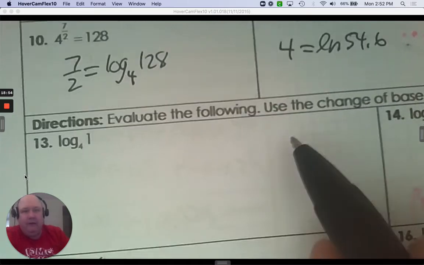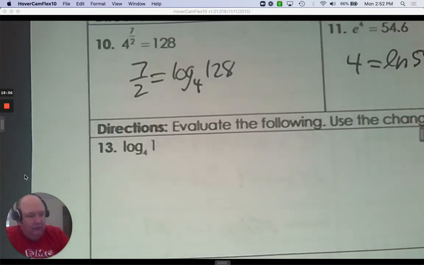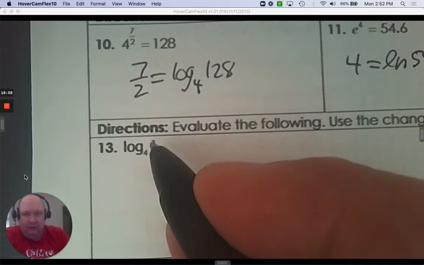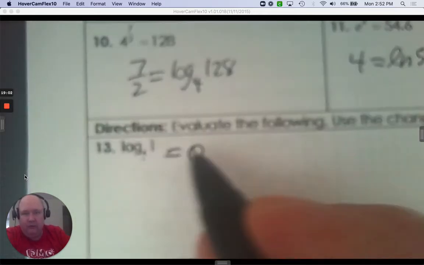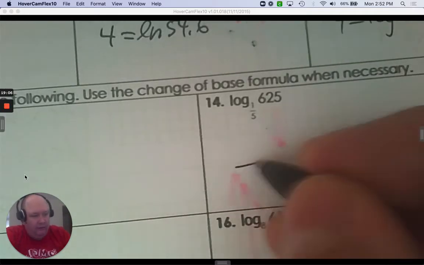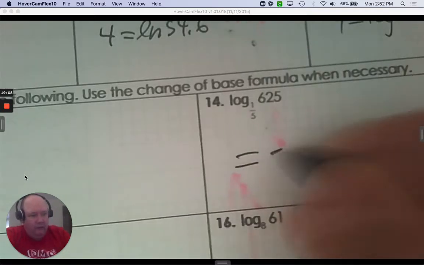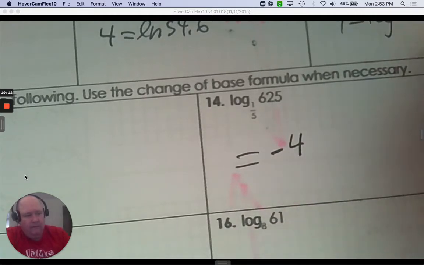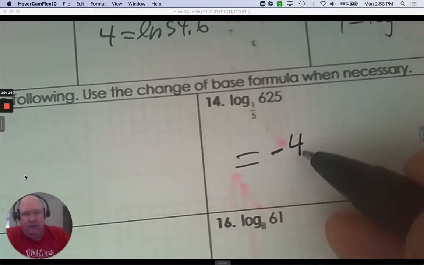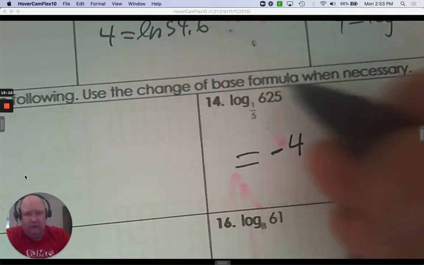Can you evaluate these by changing the base? Well, some of these I don't have to, so just evaluate it. This answer is going to be 0 because 4 to the exponent 0 is equal to 1. For this one, the exponent here would be -4 because 1/5 to the exponent -4 is 625.